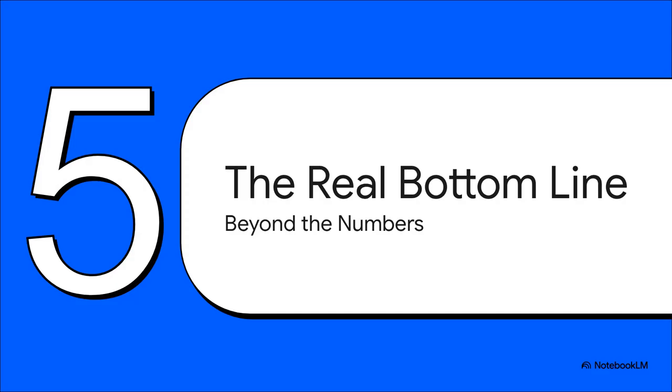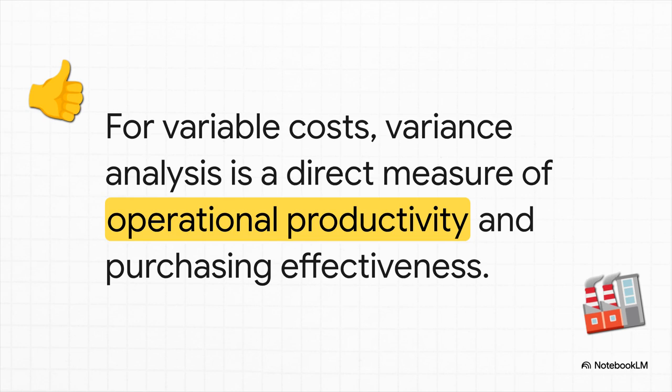So what's the big takeaway here? What does all this detective work actually mean for a manager? Well, the real bottom line is that you have to understand the nuance, because not all costs, and especially not all savings, are created equal. When you're looking at variable costs, things like raw materials, a favorable efficiency variance is almost always a fantastic thing. It means your operations are getting more productive, which flows directly to your bottom line.